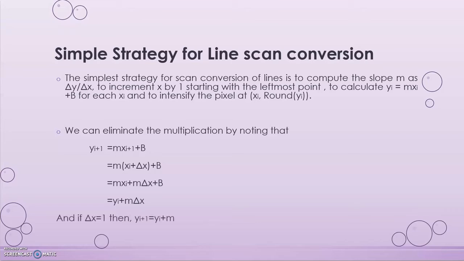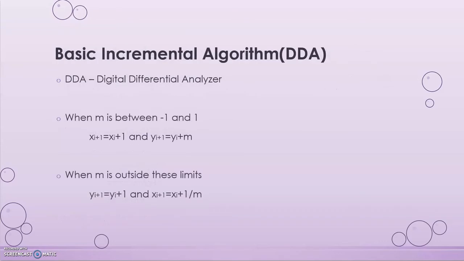And if delta x is equal to 1, then y_{i+1} equals y_i plus m. Thus, a unit change in x changes y by m, that is the slope. Therefore, for all points (x_i, y_i) on the line, if x_{i+1} equals x_i plus 1, then y_{i+1} equals y_i plus m. So, this defines an incremental algorithm. This is the basic incremental algorithm or DDA.